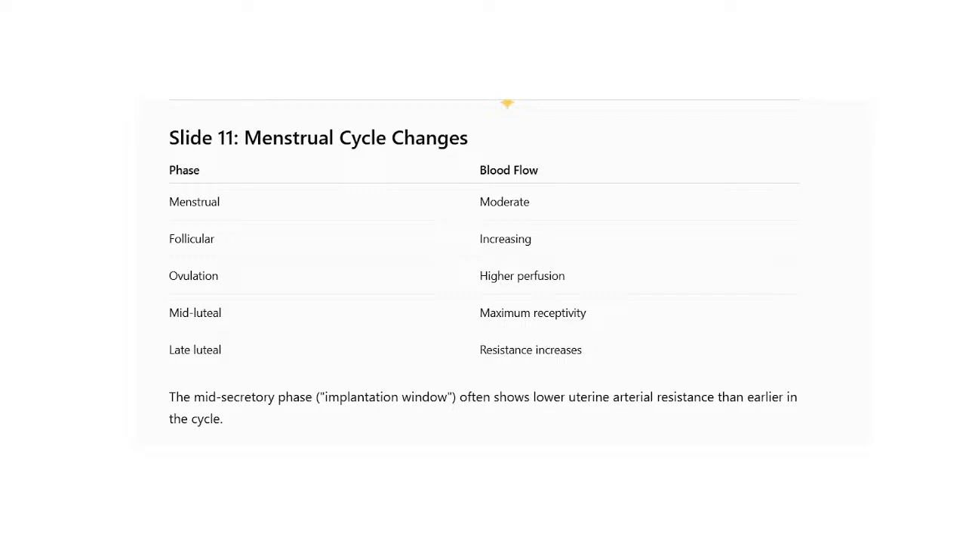The way we are worried about the luteal phase, that's where we should have got the maximum receptivity. So in the mid-secretory phase, the implantation window often shows lower uterine artery resistance than earlier in the cycle. So you can see the dynamics of the flow that is happening. If you know the cycles, you really have to track and know at which stage we are, and what we are likely to get. That information alone can give you a pointer to say we have a chance of implantation here, or we might not.